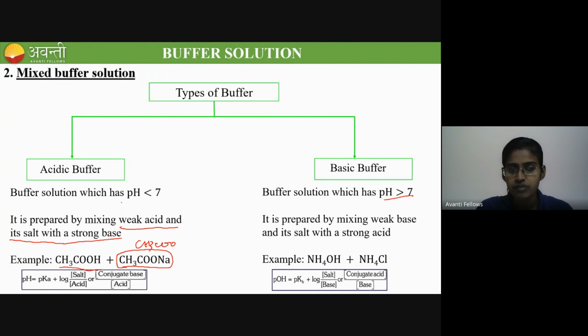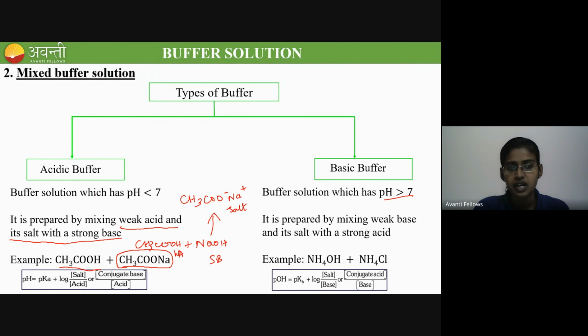CH3COOH is a weak acid and NaOH is a strong base. This is a strong base and this is a weak acid. If these two react with each other, it will produce CH3COO minus and Na plus, right? So this is a salt which has formed from a weak acid and a strong base.